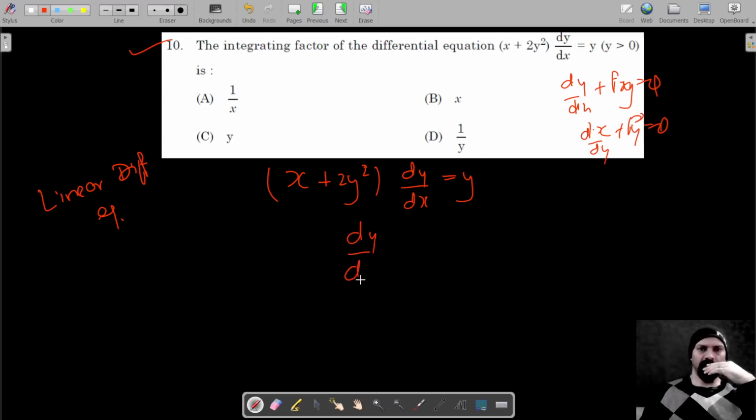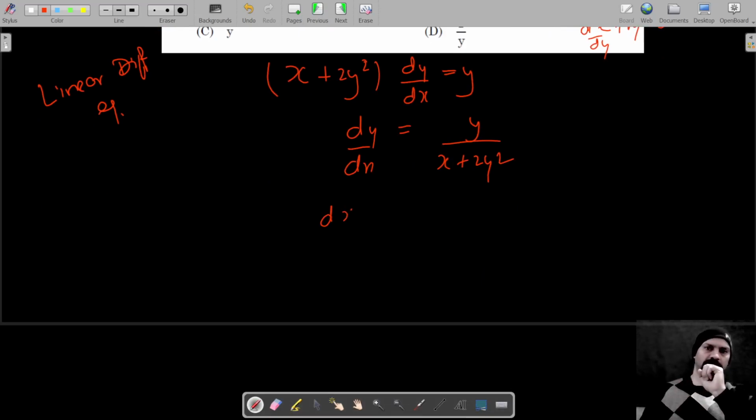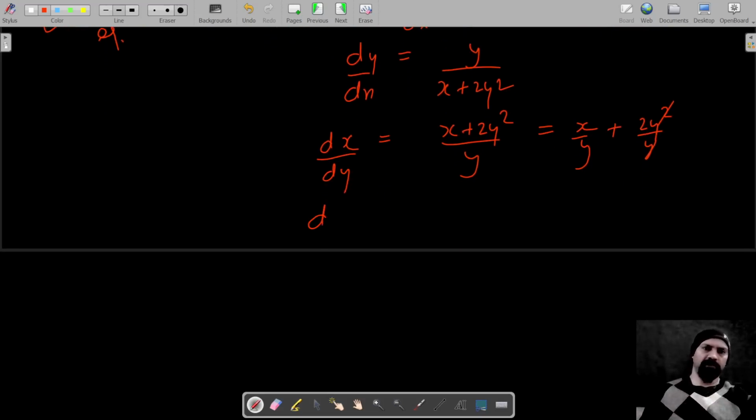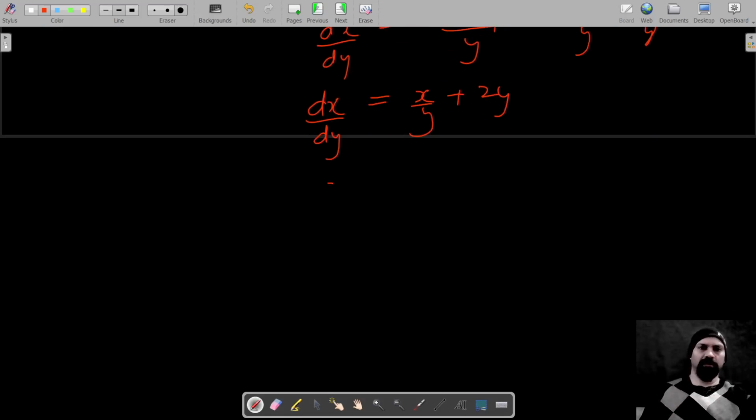I can write it as dy by dx is equal to y upon (x plus 2y) the whole square. Now this can be written as dx by dy is equal to (x plus 2y) the whole square by y, which is equal to x square by y plus 2y square by y. And finally, this becomes dx by dy is equal to x by y plus 2y. So dx by dy minus x upon y is equal to 2y.